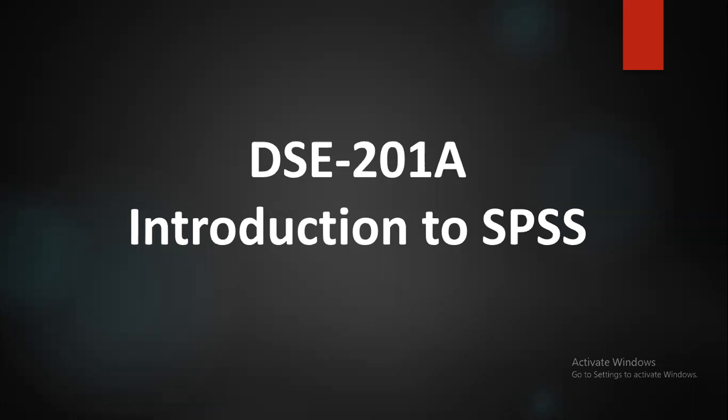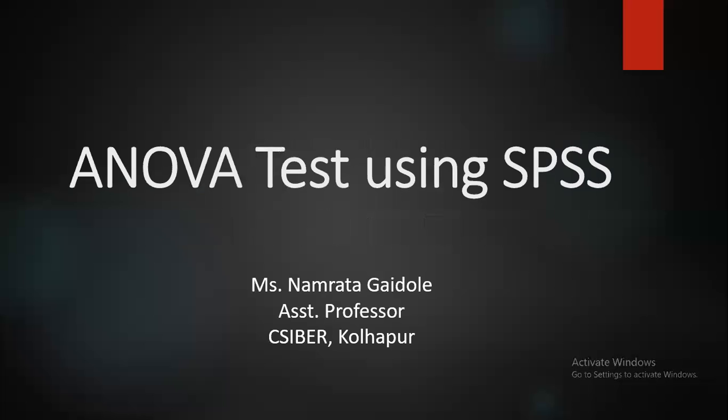Now in the previous practicals we have seen that the number of samples was at most two, that is for the Z test, T test or F test. So what if the samples are more than two? For that, we need to use the test called the ANOVA test.